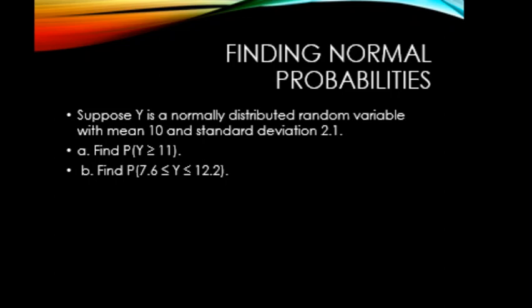Okay, let's look at an example and then find the probabilities using the table. So here's what we are given. We know that y is normally distributed, not a random variable. The mean is 10 and the standard deviation is 2.1. First, we need to find the probability that y is greater than or equal to 1. And then we need to find the probability that y is between 7.6 and 12.2.